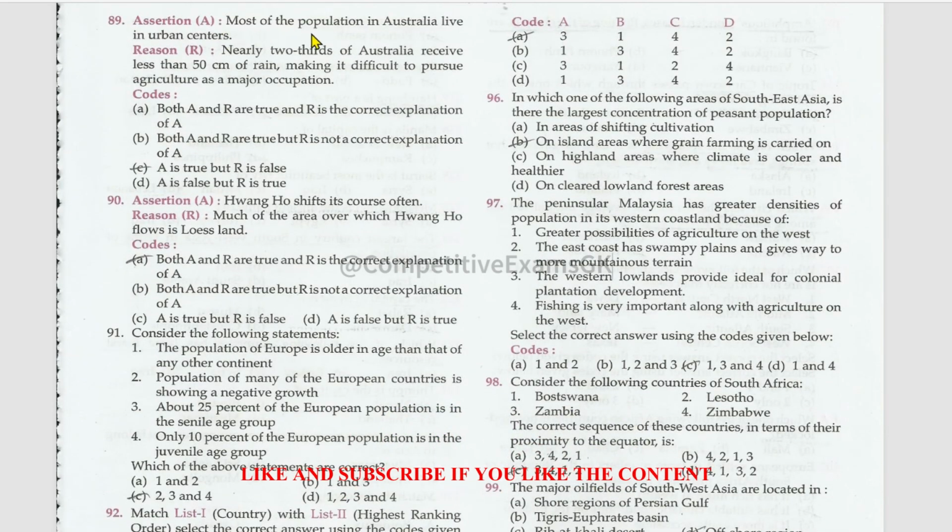Next, assertion and reason. Most of the population in Australia live in urban centers. True. Nearly 2/3 of Australia receives less than 50 centimeters of rain, making it difficult to pursue agriculture as a major occupation. Right? No, false. This is false. Only the assertion is true. The reason is false.